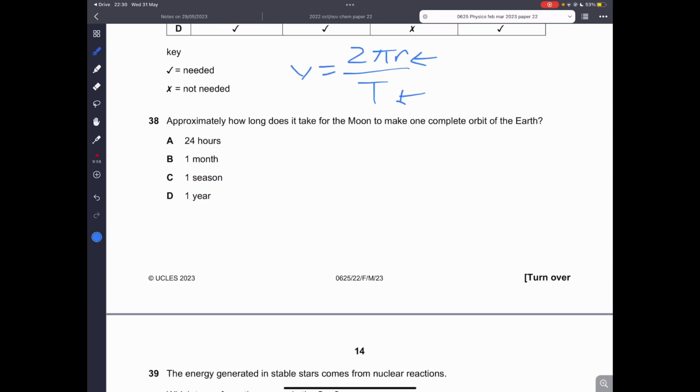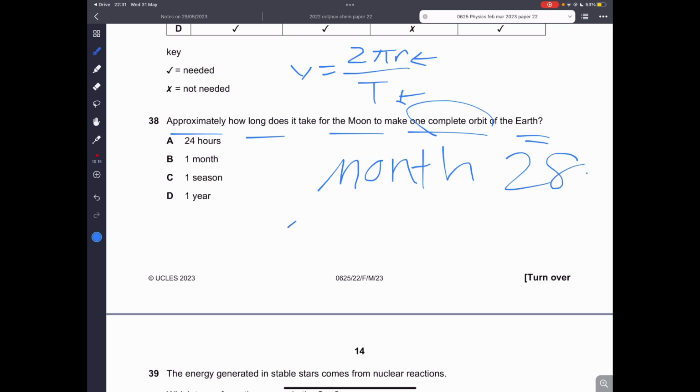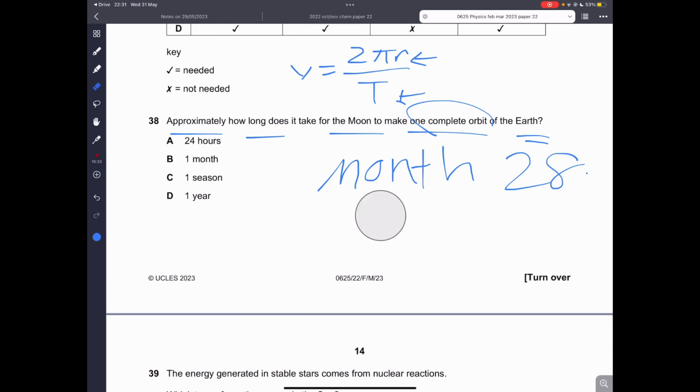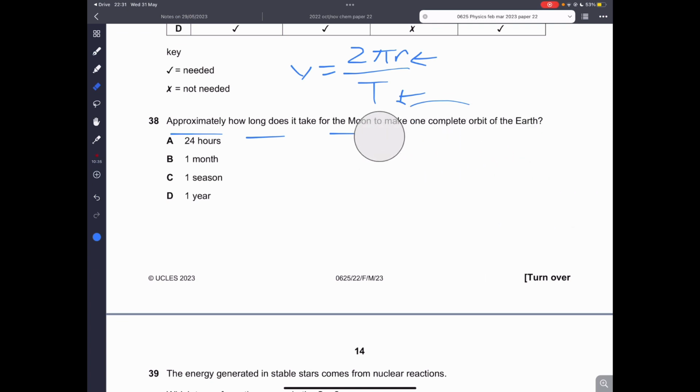38. Approximately how long does it take for the moon to complete one orbit of the Earth? Well, that's what we call a month. 1 month is how long it takes for the moon to orbit the Earth, which is approximately 28 days. 1 day is the time taken for the Earth to spin around its axis. 1 year is the time taken for the Earth to revolve around the Sun. So I hope you really distinguish between these 1 year, month, and days, because it's basically childish level.